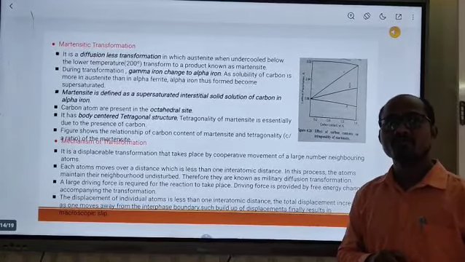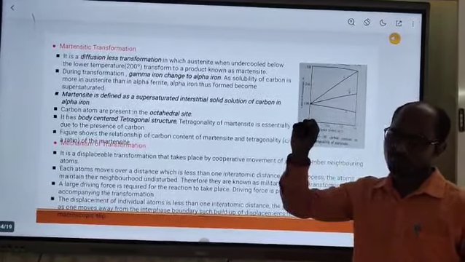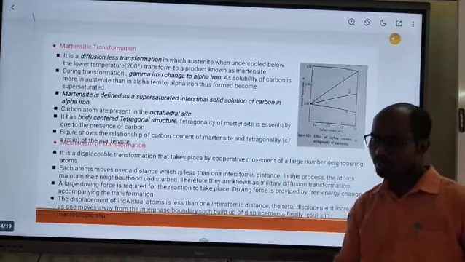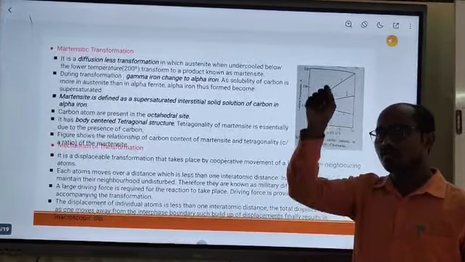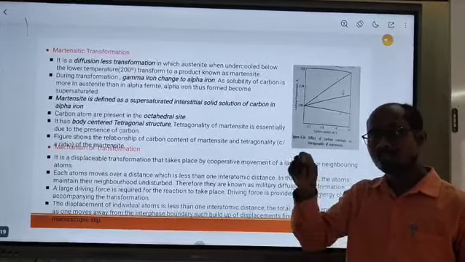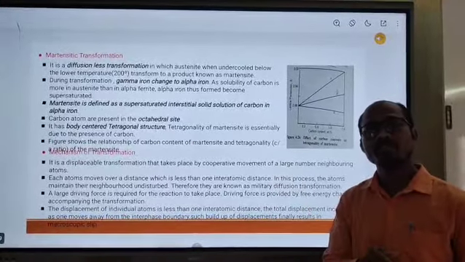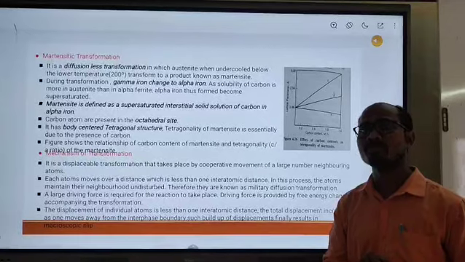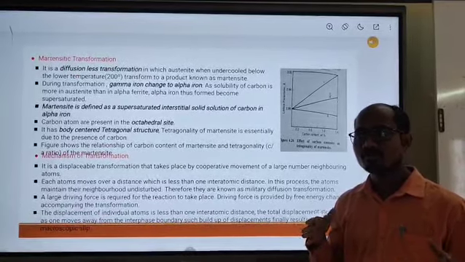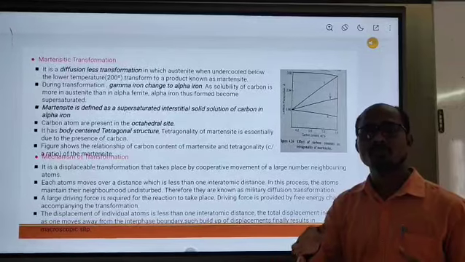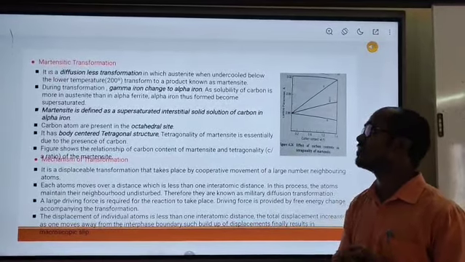What is happening in the Martensite transformation? We heat the sample to the austenite temperature. After that we suddenly cool it to a lower temperature, between the Martensite start and Martensite end temperatures. Within a few seconds, within microseconds, the Martensite starts to form. This is also known as a diffusionless transformation, because there is not sufficient time for carbon atoms to diffuse.